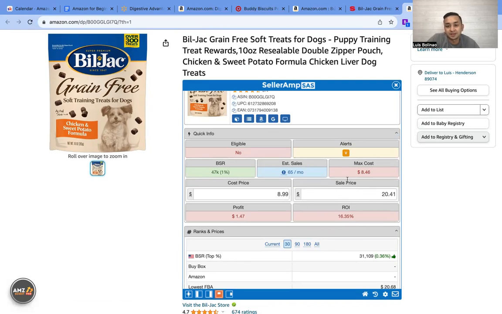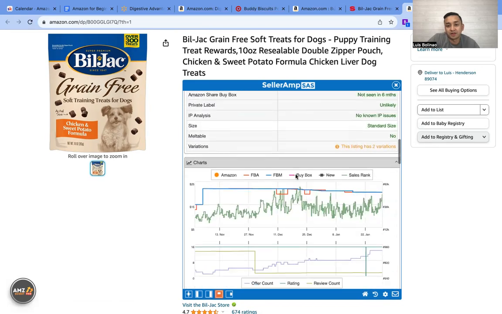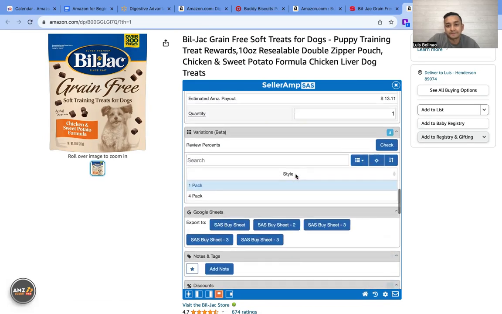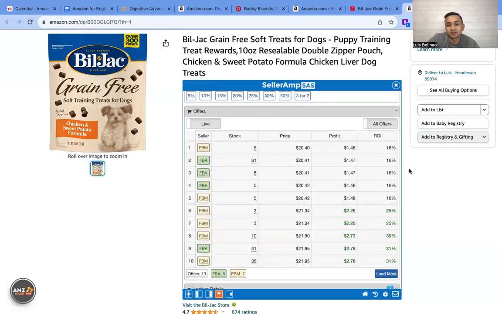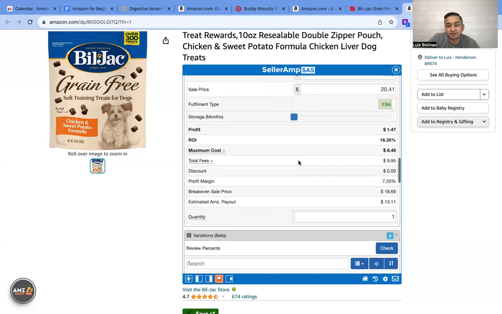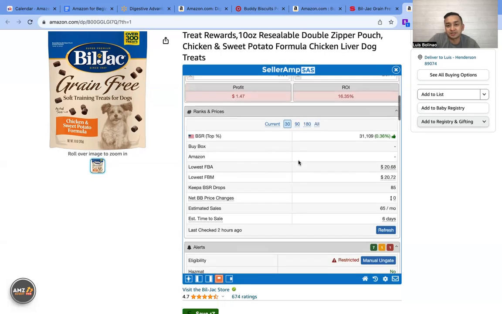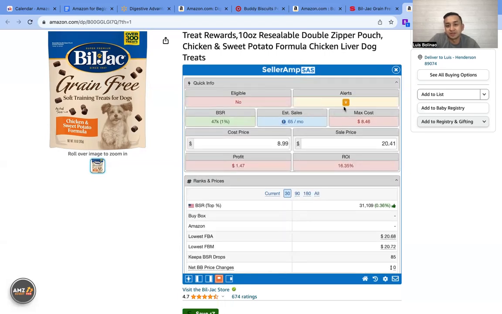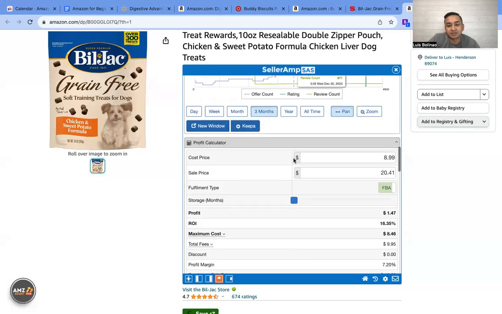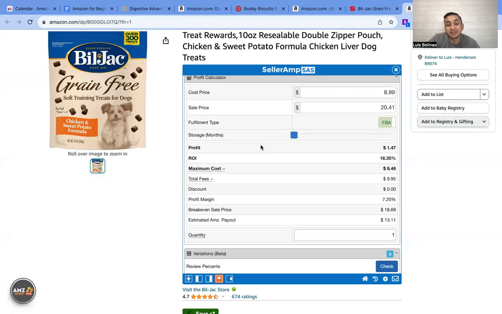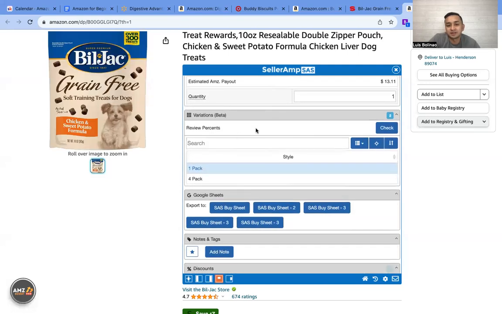16%. It's selling 65 times a month, with this many sellers. There's actually another step I can show you guys. This one is a variation, meaning this is kind of advanced, but I'll show you. We need to find the exact sales of this exact variation of the product. So I would go here, under variations, click on one pack and then check.